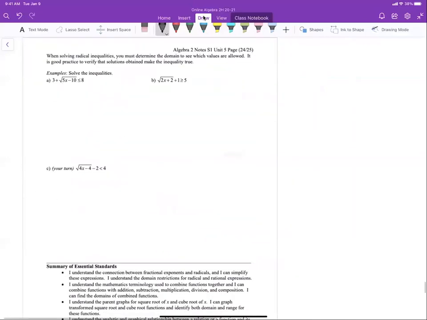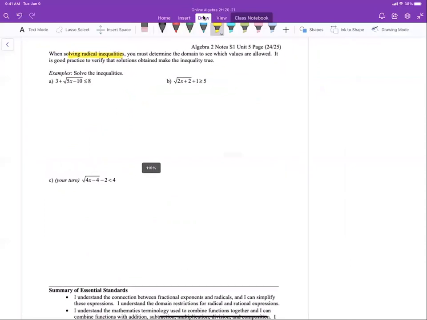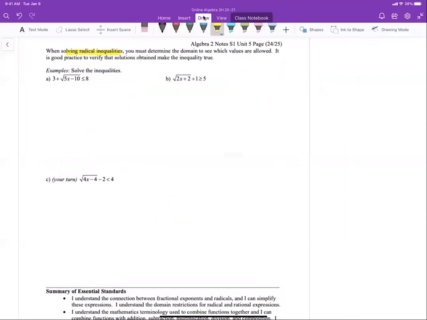All right, 3 more to go. Similar type of thing, except that now we are solving radical inequalities. So you must determine the domain to see which values are allowed. It is a very good practice also to verify that the solution obtained makes the inequality true.